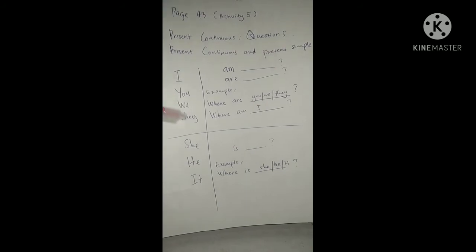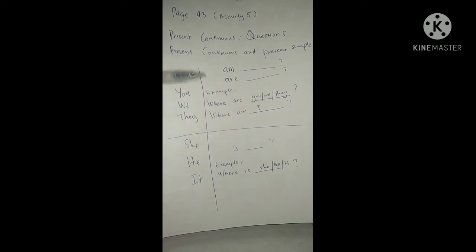Okay, for you, we, they, after the WH question such as where, who, when, or anything, we put the verb to be are. For you, we, they. Okay, for I, after the WH question, we put the verb to be am. So for example, where are you, where are we, where are they? Okay, for I, where am I?